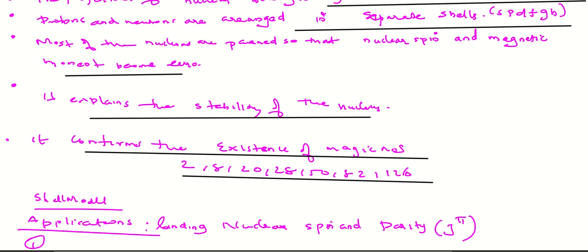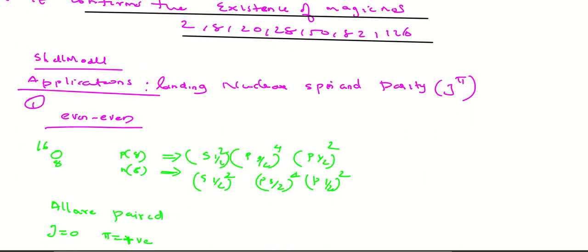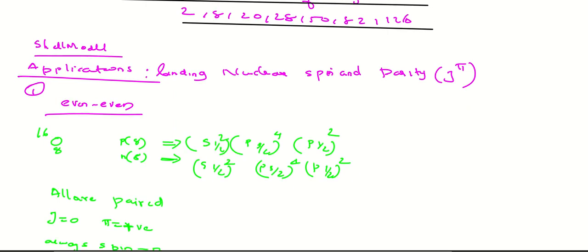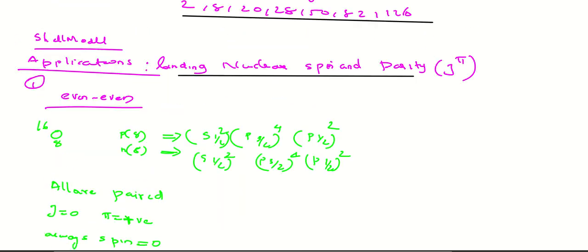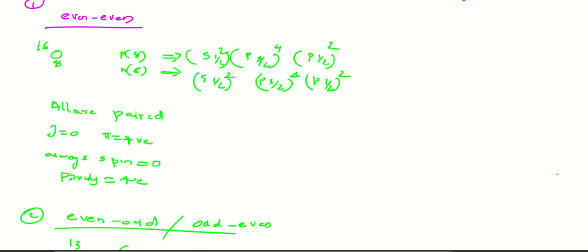That means the nuclear spin and magnetic moment is equal to 0. Next, what is the application of the shell model? The first application is finding nuclear spin and parity. We know that when all are paired, the nuclear spin and magnetic moment is equal to 0. For finding spin and parity, the spin is the angular momentum J, and the parity pi can be understood from this shell model.